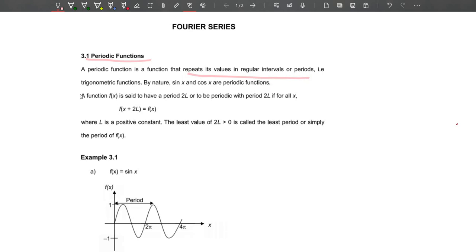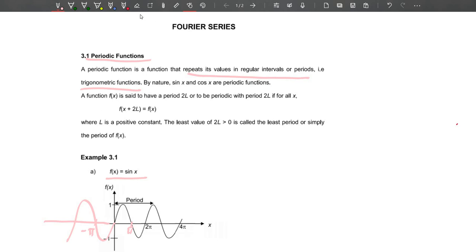That is, for example, trigonometric functions. This is an easy example of a function that is repeated regularly. By nature, sin x and cos x are periodic functions. Why? Because as you can see, for f(x) equal to sin x, the graph is always going to be this way. Even if we continue on the left side, the graph should be like this. This one is pi, so here is negative pi.